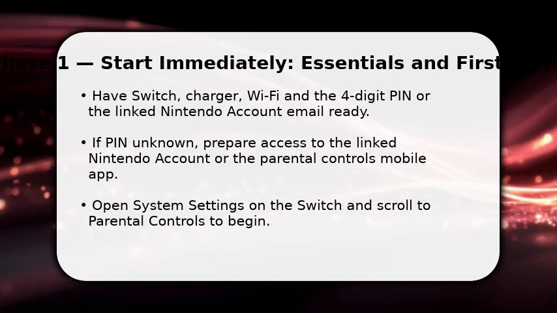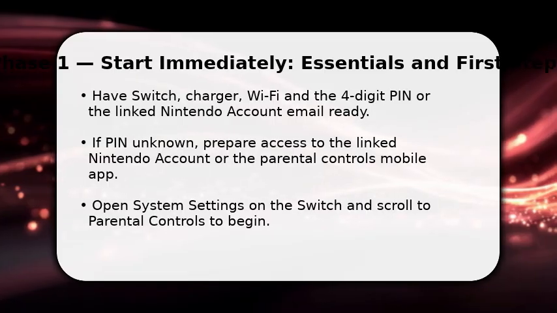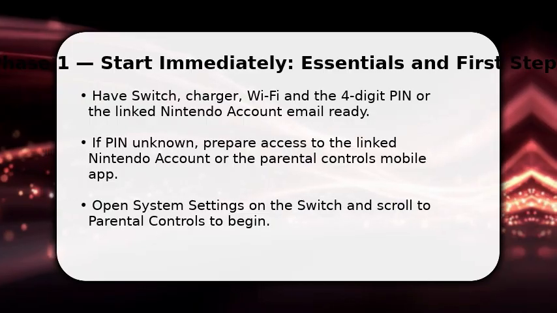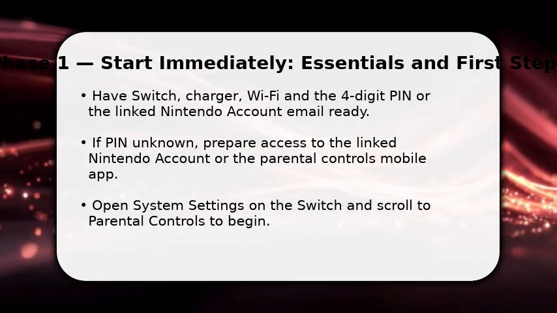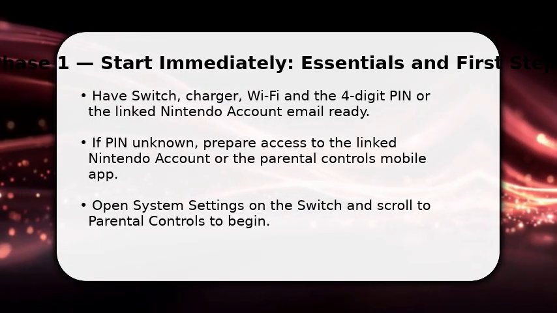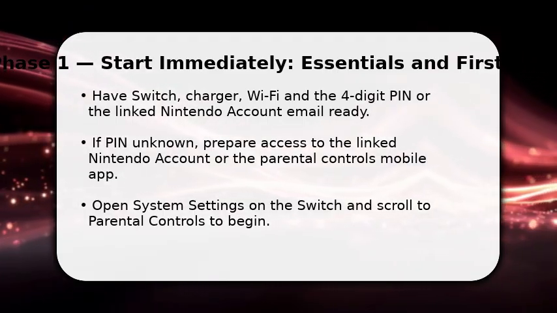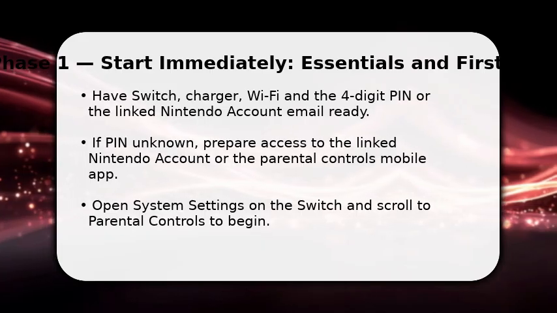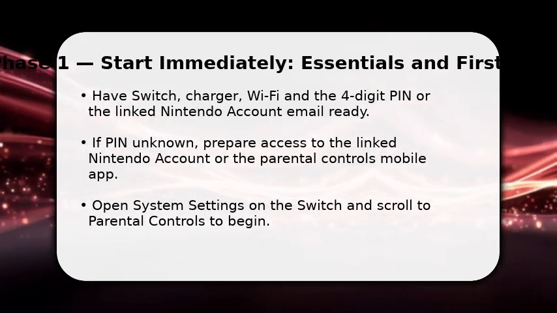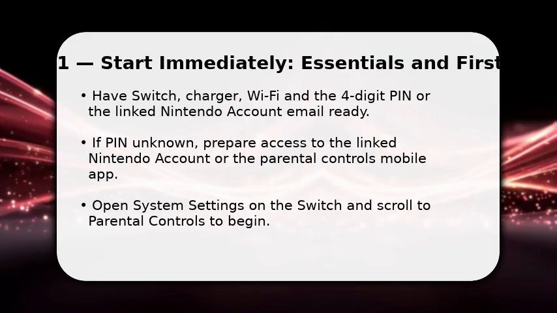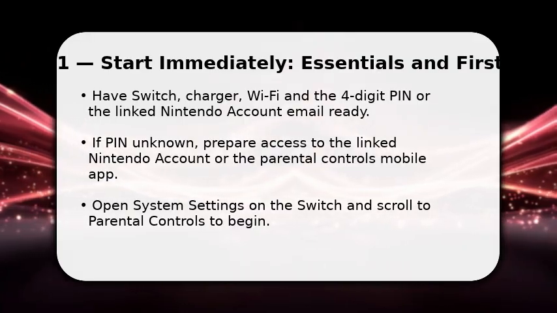You start by confirming you own the console and have access to the 4-digit PIN or the linked Nintendo account email. Once ready, power on the Switch, connect to Wi-Fi, and open System Settings. Then, scroll down and select Parental Controls so you begin at the right place. If you don't know the PIN yet, prepare your phone for the Parental Controls app or make sure you can sign into the Nintendo account tied to the console.